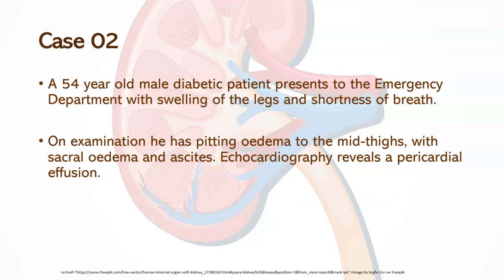Here's the second case. A 54-year-old male diabetic patient who presents to the emergency department with swelling of the legs and shortness of breath. He has pitting edema to the mid-thighs, sacral edema, and ascites, and his echocardiograph shows a pericardial effusion. So again, stop the video and see if you can figure out what's going on here.